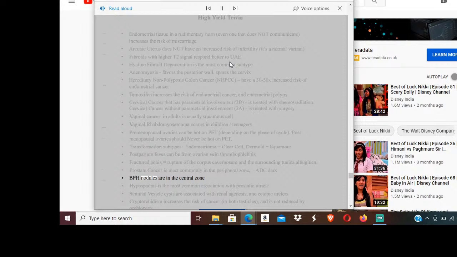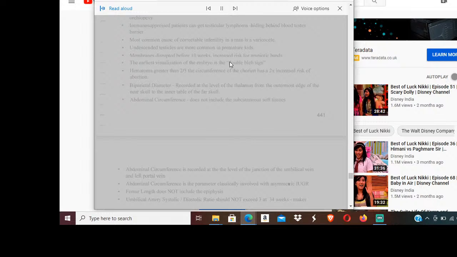ADC dark BPH nodules are in the central zone. Hypospadias is the most common association with prostatic utricle. Seminal vesicle cysts are associated with renal agenesis and ectopic ureters. Cryptorchidism increases the risk of cancer in both testicles and is not reduced by orchiopexy. Immunosuppressed patients can get testicular lymphoma, hiding behind the blood-testes barrier.